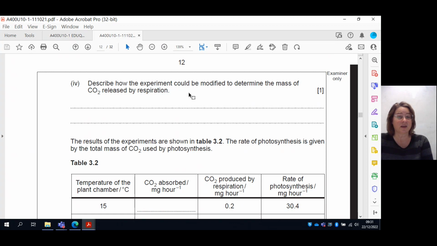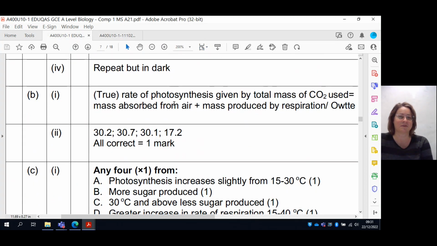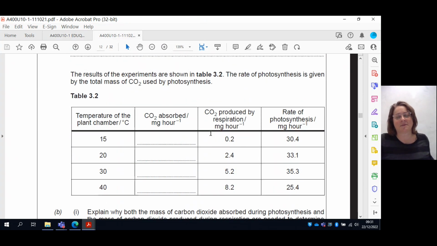So turn the light off. Do the whole thing again, just without light. That's the key thing here. To get to the respiration rate, do the whole thing, but in the dark. You then have what clearly looks like a maths question.